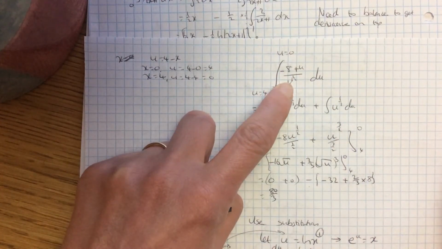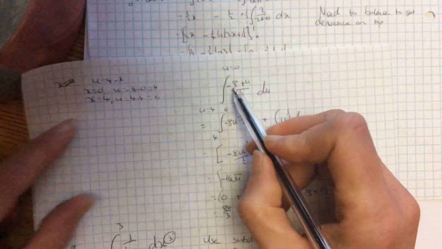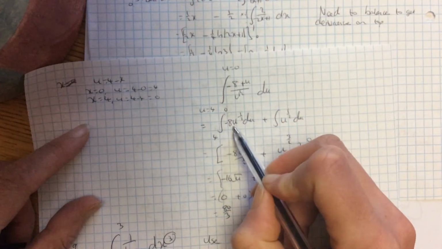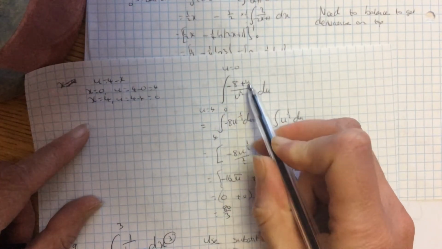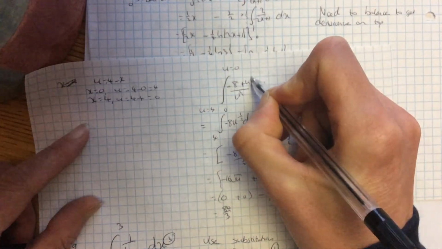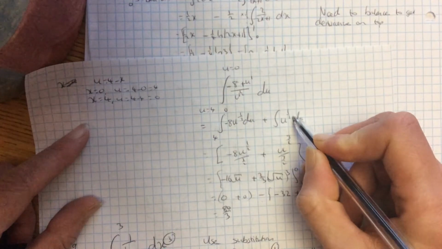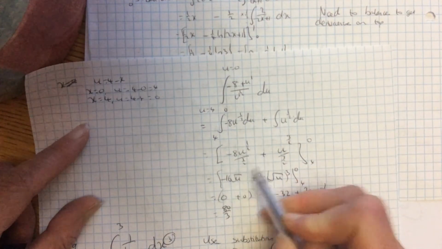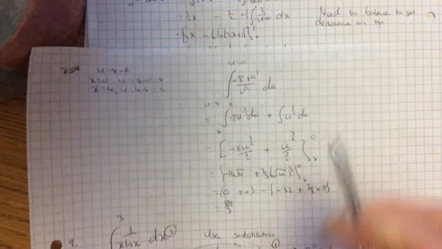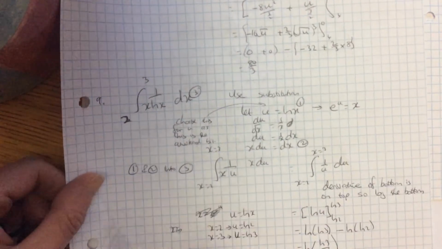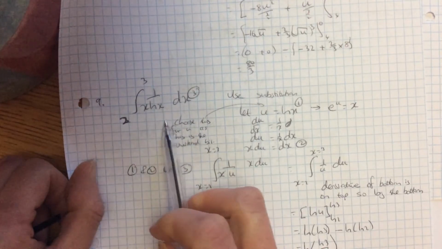Tidying this up. Now, what this means is minus 8 over u to the half. So it's minus 8 times u to the minus a half, plus u over u to the half. That's u to the 1. So 1 take away a half is u to a half. Add 1 to the power, divide by it. And put in your 0 and put in your 4. Very difficult one there. Right, number 9.